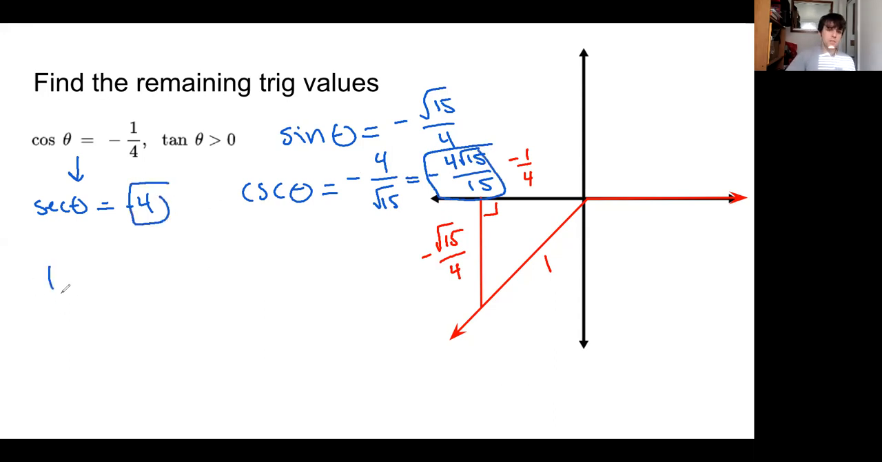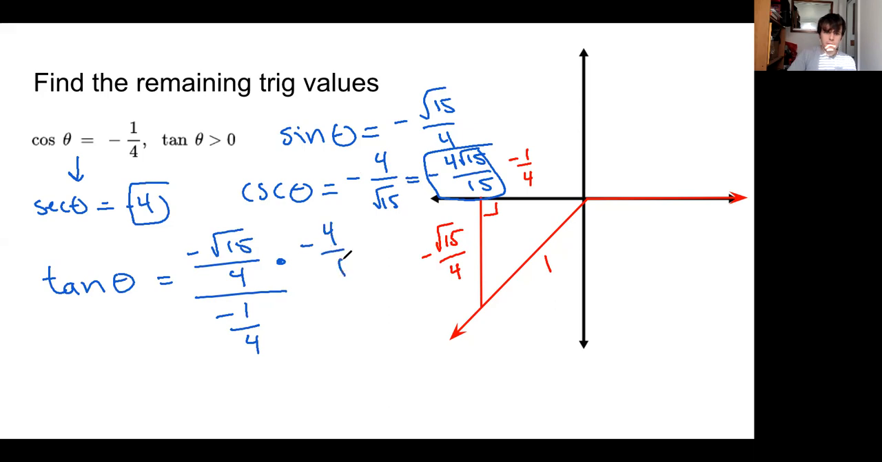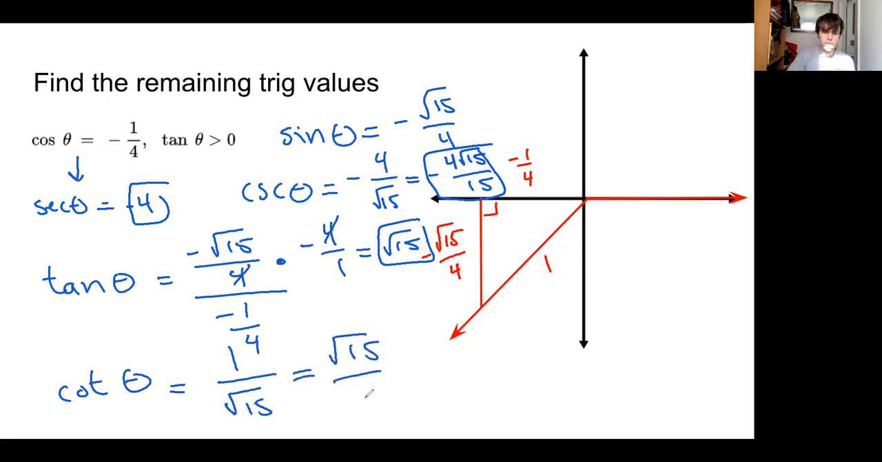And then tangent, let's go with tangent. Tangent is y over x, so that's going to be negative root 15 over 4 over -1/4. So again, that's multiplying by the reciprocal there. The 4's cancel, negative times negative is positive. I actually end up with just root 15 for tangent. And then cotangent is the reciprocal of root 15, so that's 1 over root 15, which when rationalized is going to be the square root of 15 over 15. So that's our cotangent value.